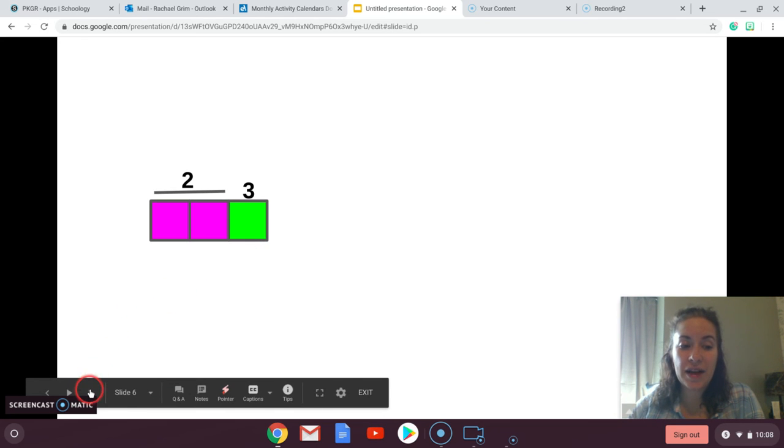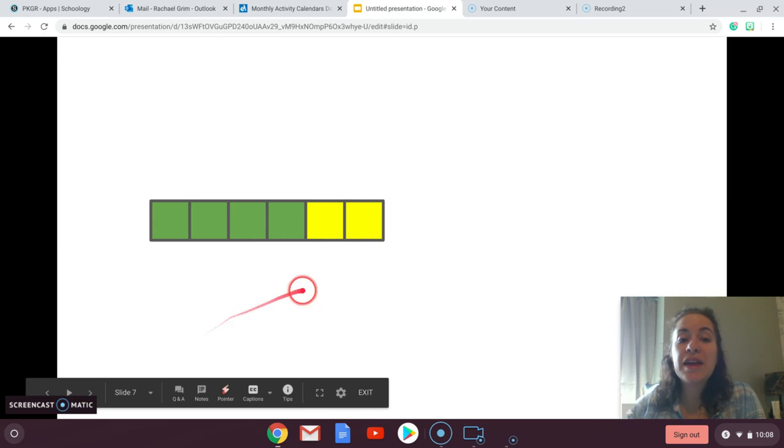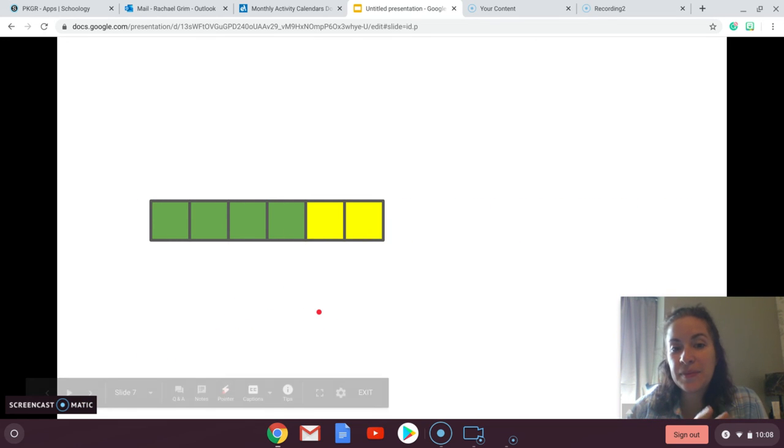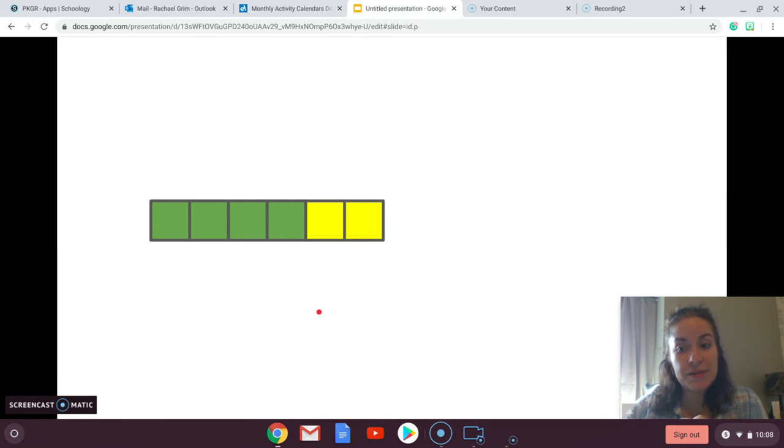Let's try this again and practice our counting on strategy again. Here's another train. This one's bigger. How many cubes are in this train? Pick a strategy and figure out how many cubes are in this train. You might count them each individually. You might use the counting on strategy. Good. Let's practice it together.